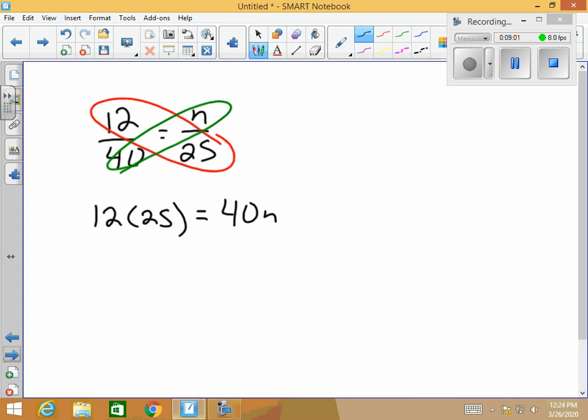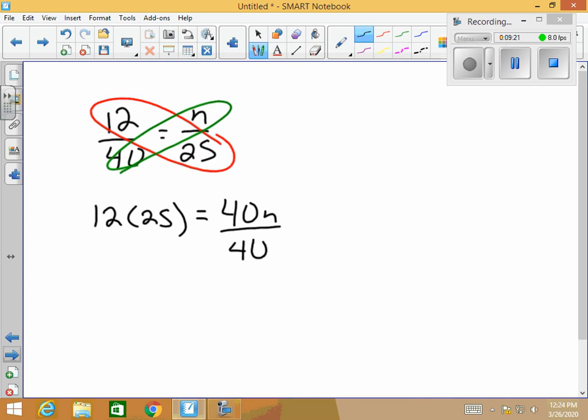Because I can, yes, simplify the left side in 12 times 25. So that becomes what? 300. I really don't care because I'm solving for n. And the bigger the numbers I make, the more problematic they become. So here's what I'm going to do. I'm just going to get n by itself.